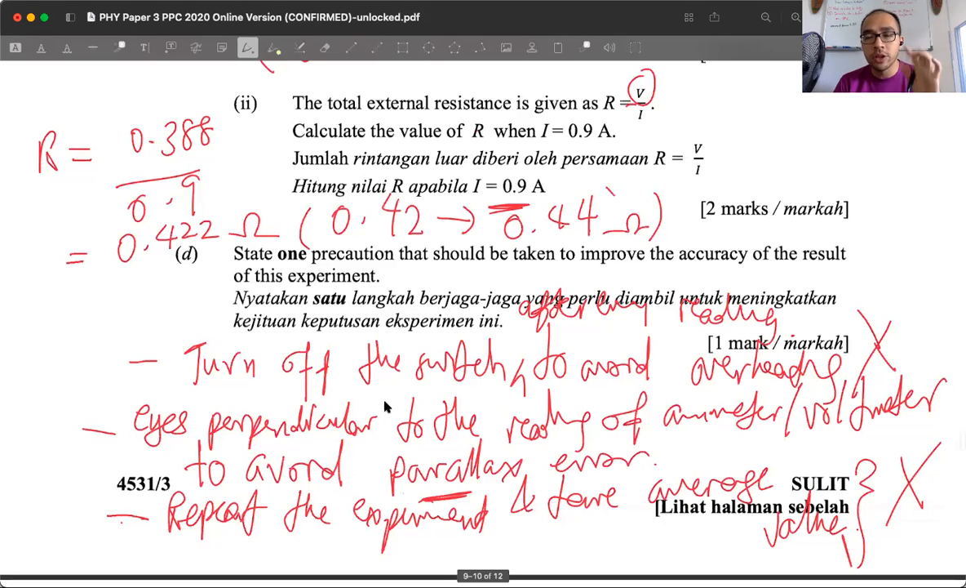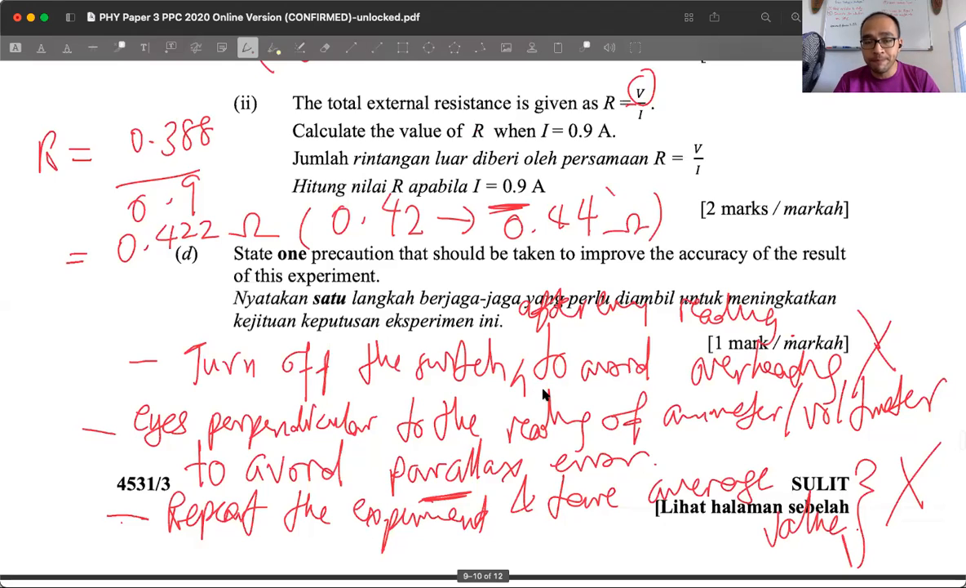Quite a lot of you gave me the precaution, but you did not give me the reason. Why are you turning off the switch? Turn off the switch for what? For fun? No, you must give me a reason. Every precaution must come with a reason why you are taking the precaution. What are you avoiding? Are you avoiding parallax error? Are you avoiding overheating? Things like that.